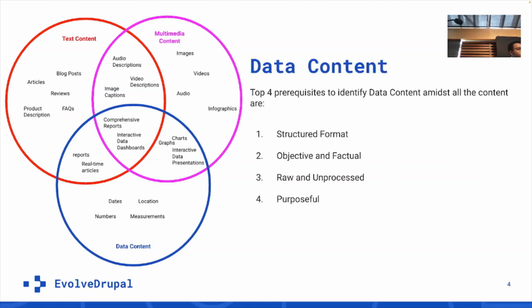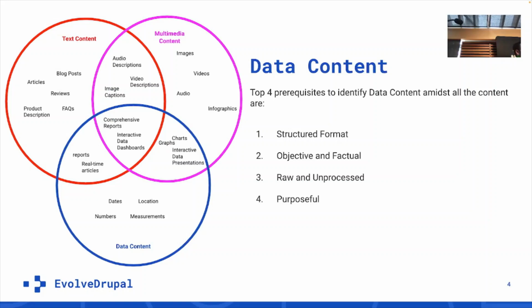The top four prerequisites to consider everything as data content is to see if the content you're presenting has a structured format. Is it objective? Is it factual? Does it possess a raw or unprocessed parameter in there? And most importantly, is that content going to be purposeful? Can you use that later for making bigger decisions, for making bigger strategic plans, etc.?